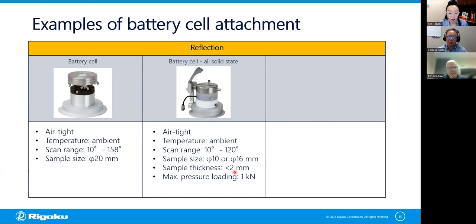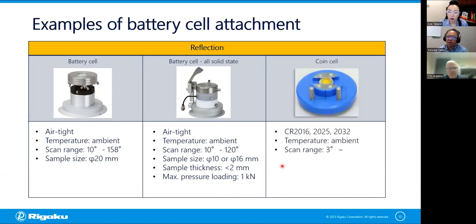Maximum thickness, we accommodate 2 millimeter maximum thickness on this sample stage, and we can pressurize a maximum of 1 kilonewton of force, which is equivalent to 12 megapascal if you have a 10 millimeter diameter pellet. The other option is a coin cell. In our case, we support a 20 millimeter diameter coin cell with three different thicknesses, 1.6, 2.5, and 3.2 millimeters. The temperature for measurement is ambient. For scan range, you can start XRD from 3 degrees minimum 2 theta angle.